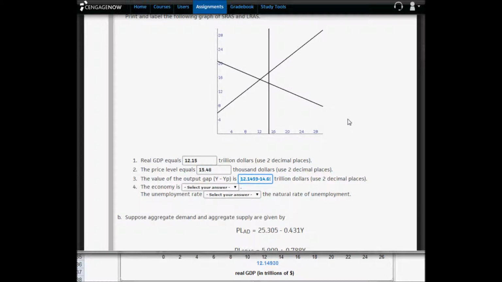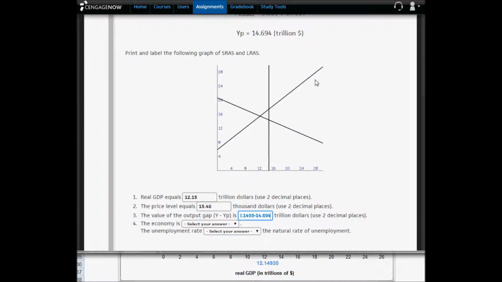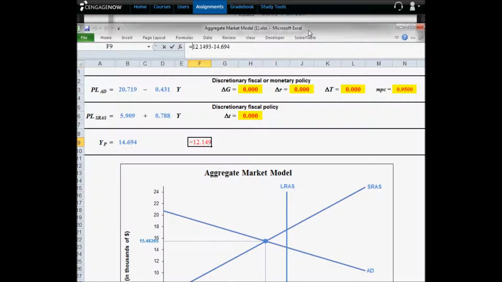The value of the output gap is the value of GDP. We're going to use 4 decimals for this calculation, which is 12.1493, minus potential output, which is 14.694, which is from here. I'm going to copy this into Excel and compute the value right here. So the gap is negative 2.545, or negative 2.54 to 2 decimals.